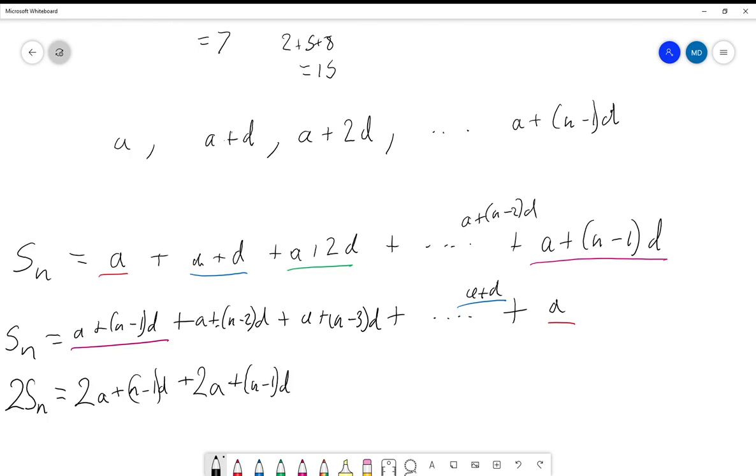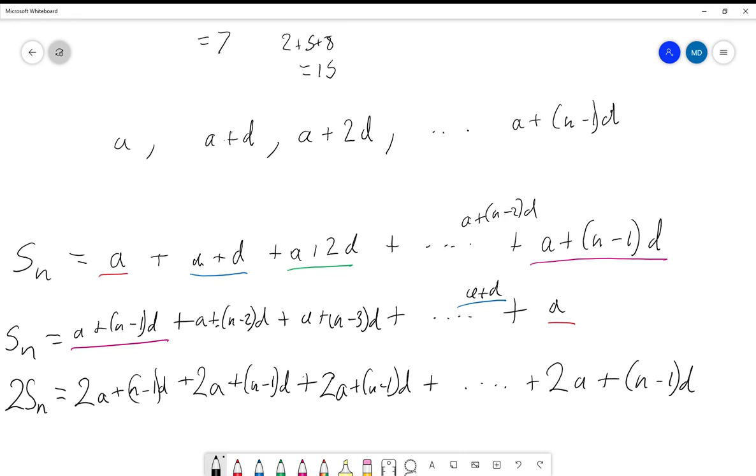Now you can check that out with expansion. d plus n minus 2 d is equal to d plus nd minus 2d, and then d minus 2d is minus 1d, and then factor the d out again, and we've got exactly what we need. Here we've got, again, 2a, and then we've got 2d added onto n minus 3 d, that's going to be n minus 1 d again, plus dot dot dot all the way up to the end, which is 2a plus n minus 1 d.